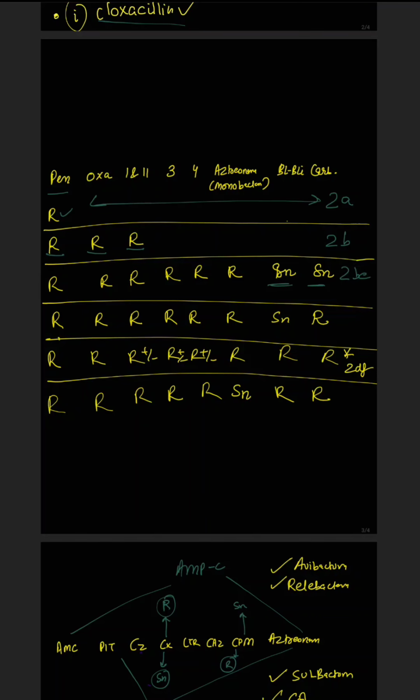And in case of ESBLs, we have two exceptions also. So one exception is aztreonam will be sensitive, that is seen in the 2E group, and another exception is BLBLI will not be spared, that is 2BER, which will be showing that beta lactamase inhibitors will also be resistant. Then we have 2F. In 2F, BLBLI will be sensitive.